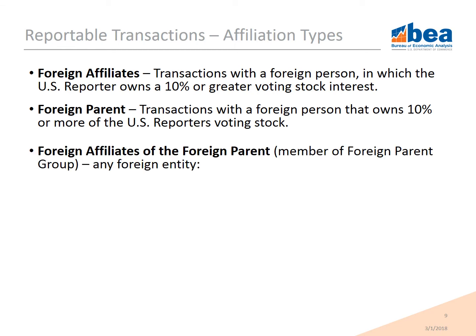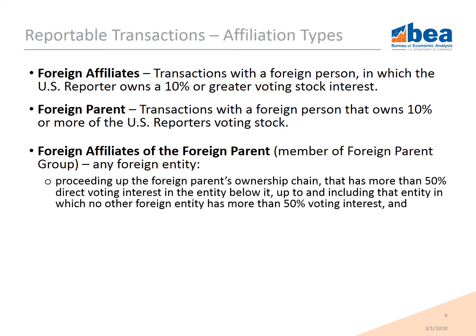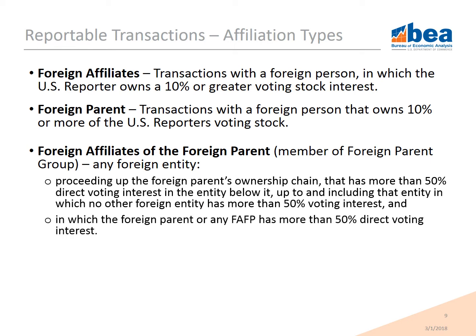Transactions with a foreign affiliate of the foreign parent are transactions a U.S. reporter has with a foreign entity proceeding up the foreign parent's ownership chain that has more than 50% direct voting interest in the entity below it, up to and including that entity in which no other foreign entity has more than a 50% direct voting interest, and transactions with any foreign entity in which the foreign parent or any foreign affiliate of the foreign parent has more than a 50% direct voting interest. Such transactions with this category of affiliation would be considered transactions with the foreign parent group on the BE-120 survey.